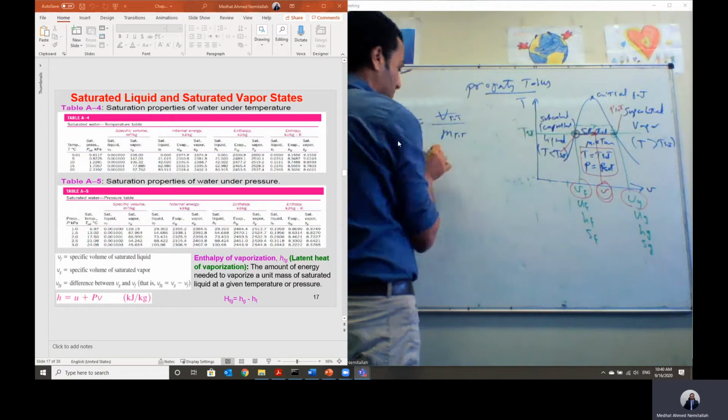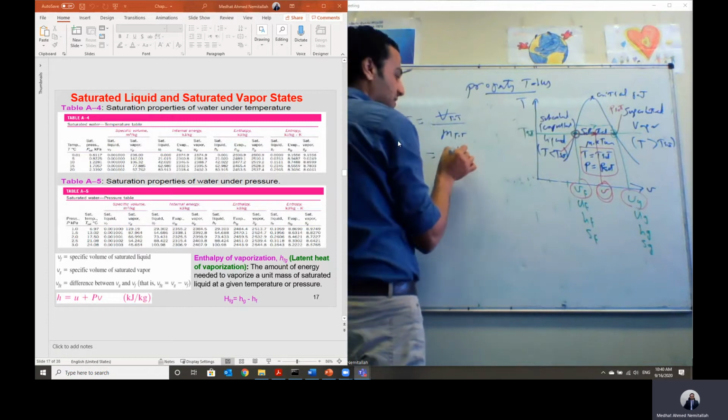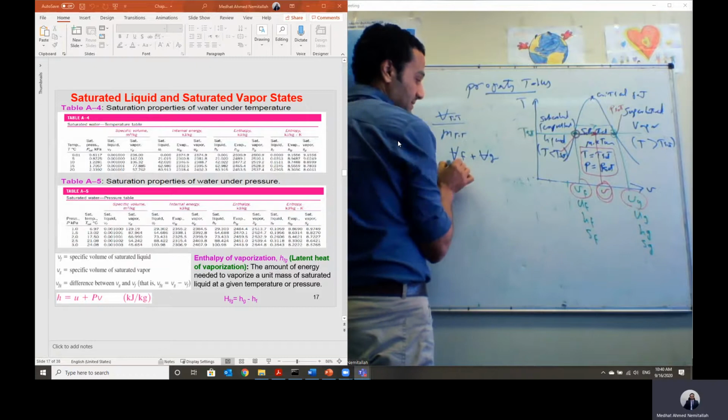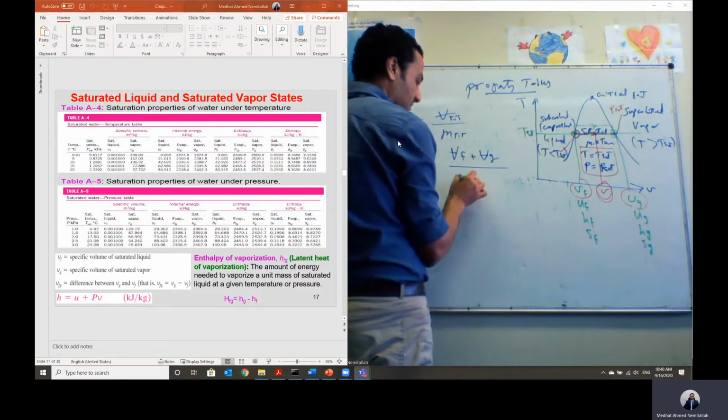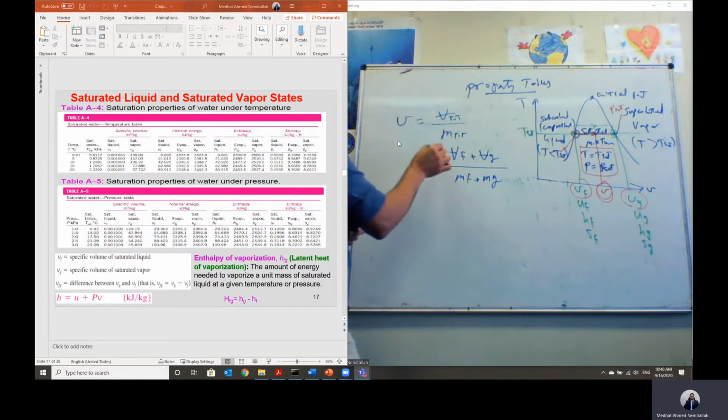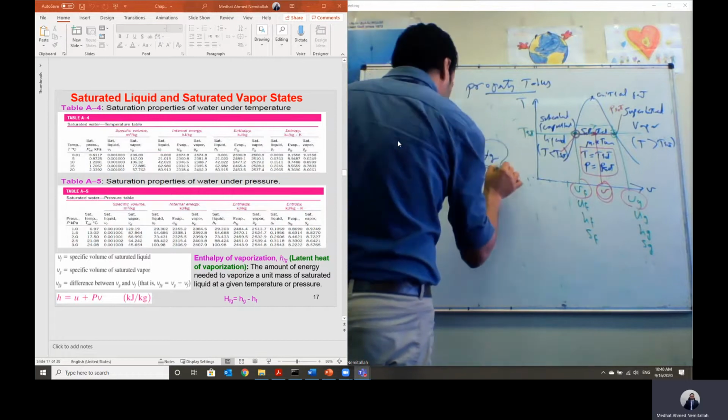If we have a saturated liquid plus vapor mixture, then we have the volume of the fluid and the volume of the gas. This is the total volume, and the total mass is the mass of fluid plus the mass of gas. Let's take this as one term and take this as one term.